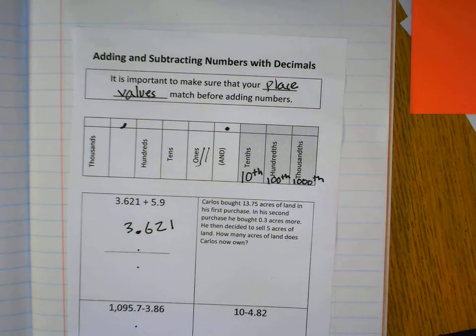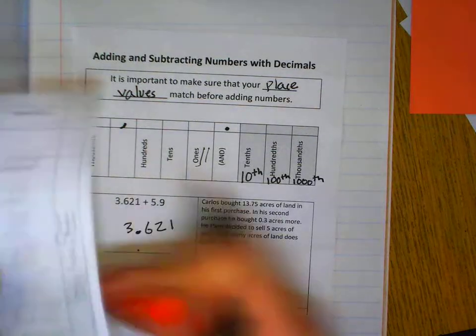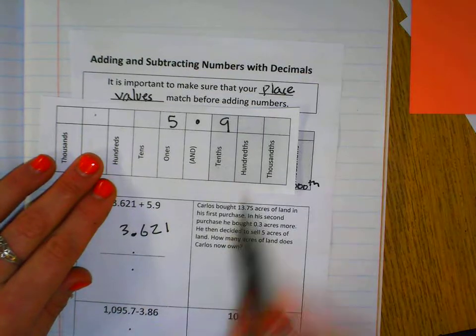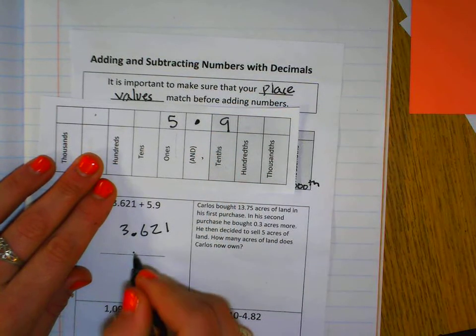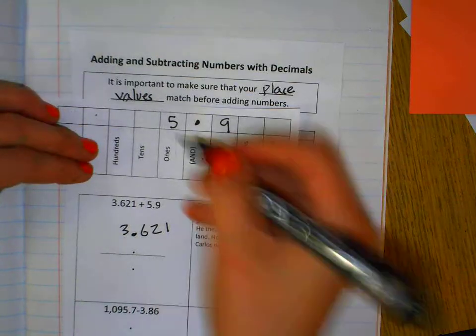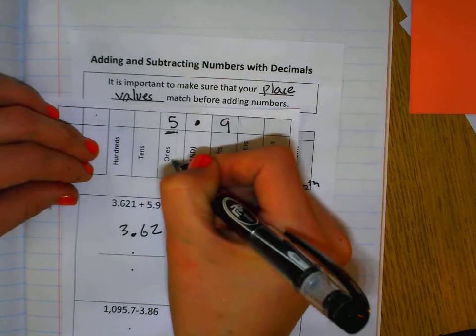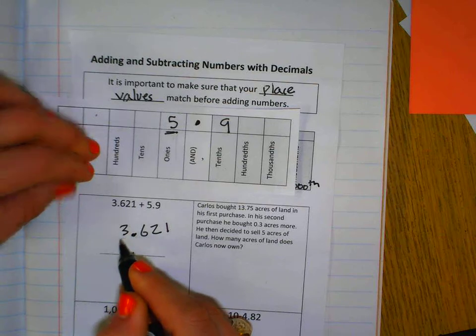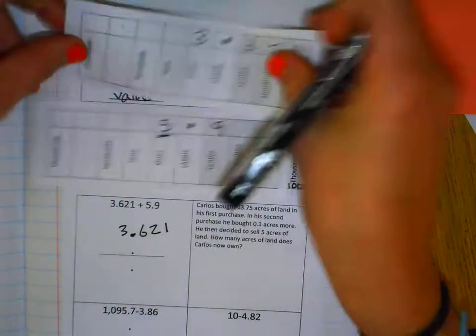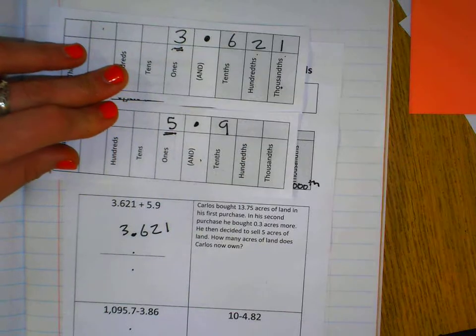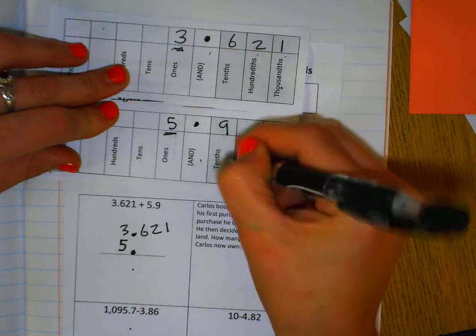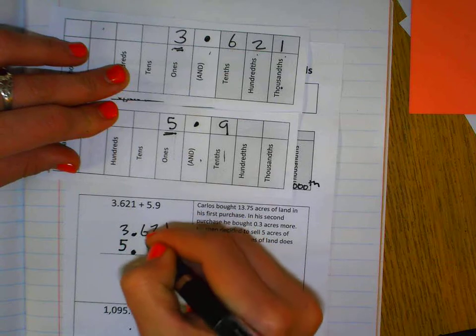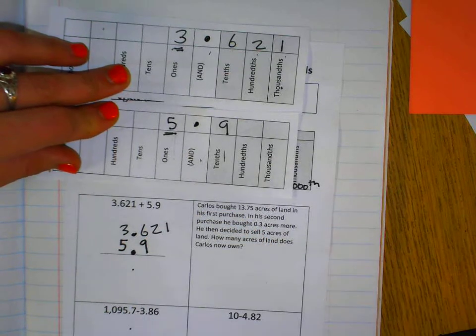The next number reads 5 and 9 tenths. So 5 is in the ones digit, the decimal, and 9 tenths. So when I go to write this underneath this number, I need to make sure that 5, which is in the ones digit, is immediately under the 3, which was in the ones digit. So 5 goes immediately underneath the 3. Notice that my decimal point is lined up, and then my tenths place value needs to be lined up.